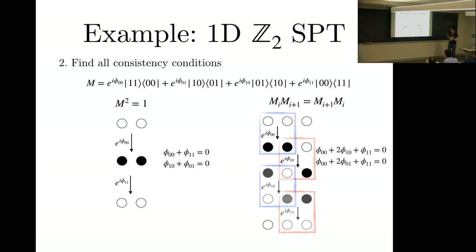One is that M squared equals 1. It's just like I have a pair, I create from the vacuum, I create a pair, I annihilate it back. That gives me these equations. And the second is that I have two M's on nearest neighbor sites that have to commute. And these give me two other equations. So once you have that, now what I'm going to do is solve this formally.